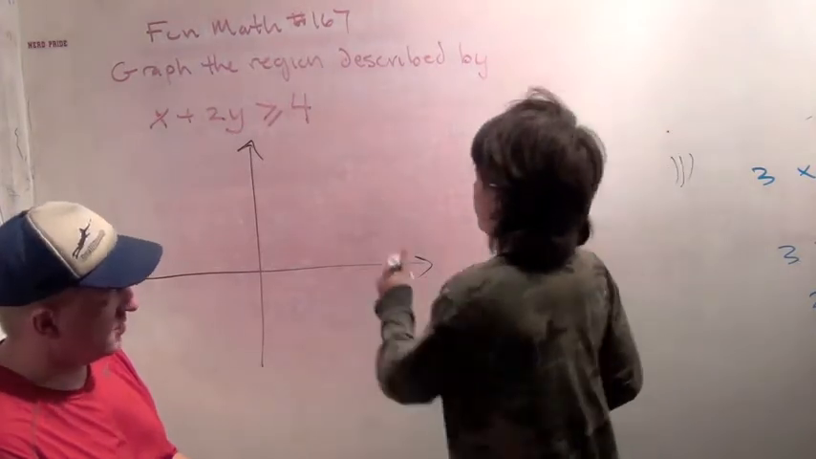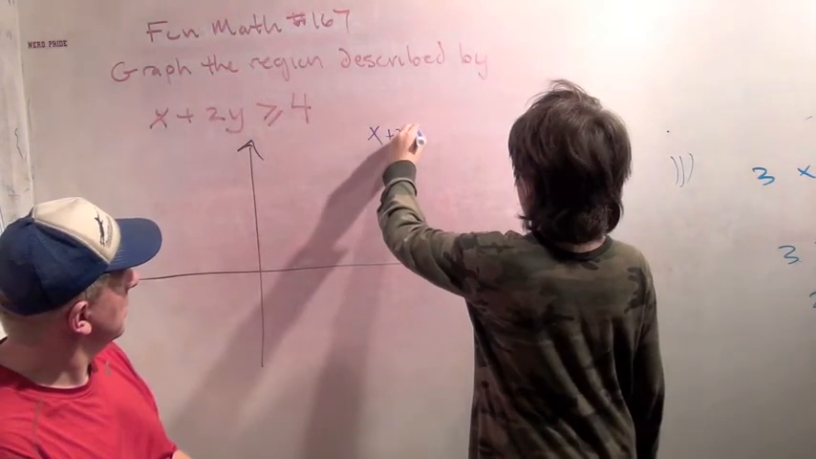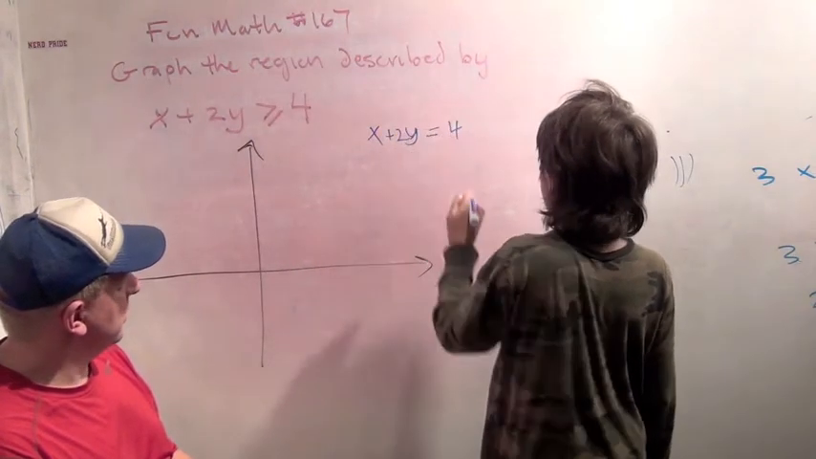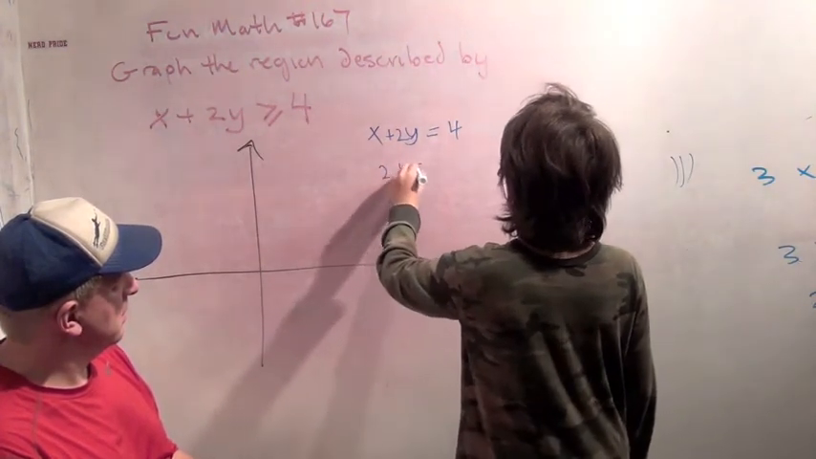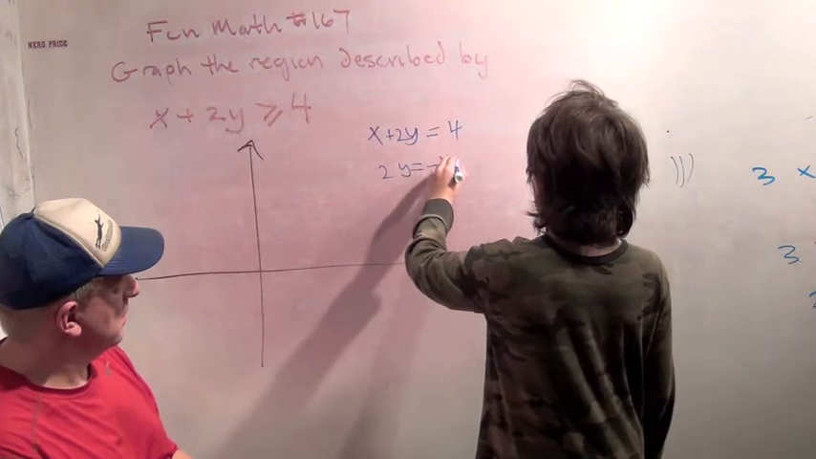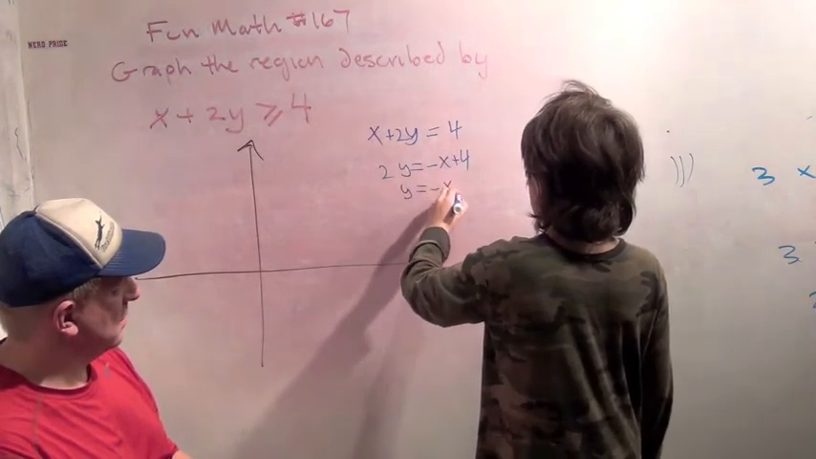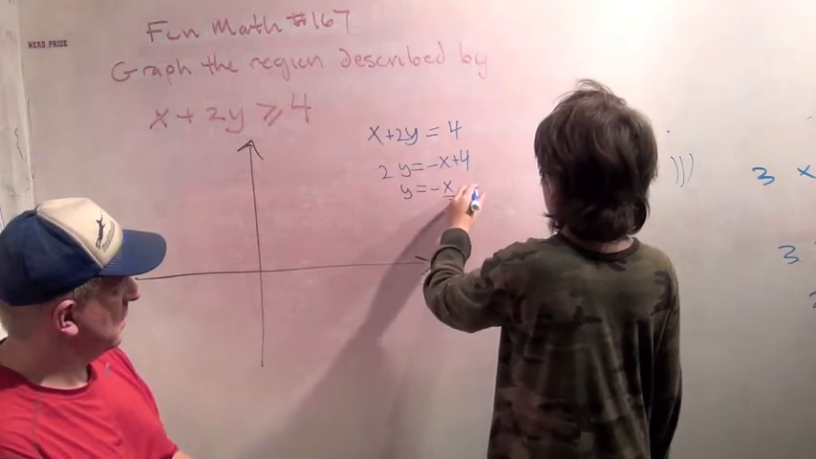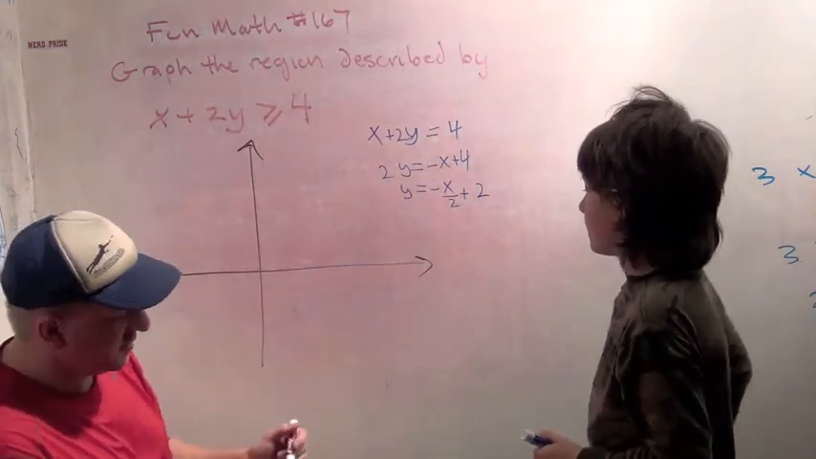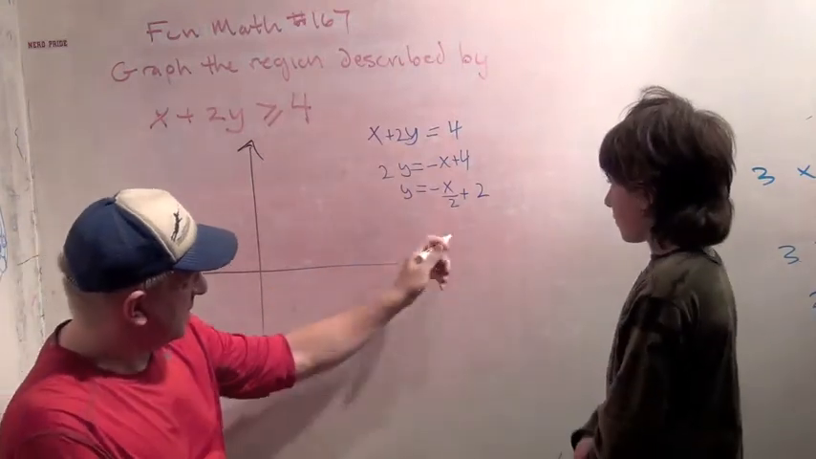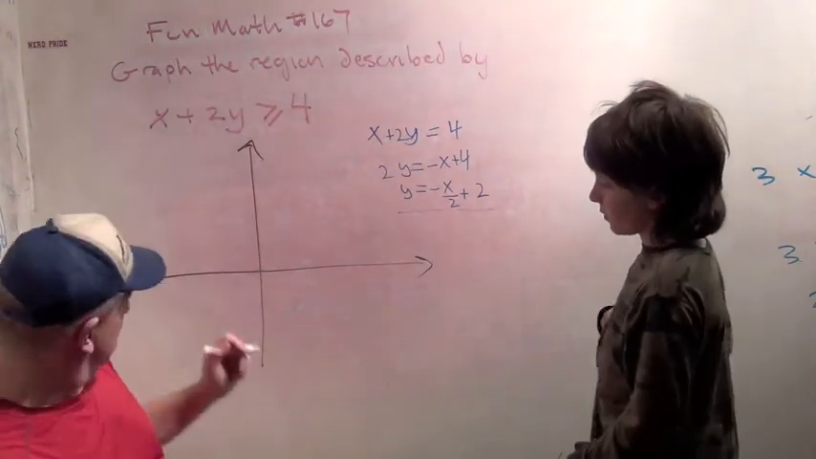Okay, so how do you want to approach this? Take the equation. We know how to solve equations like x plus 2y equals 4. We solve this by, 2y is minus x plus 4, and y is minus x over 2 plus 2. So that's a line, y equals minus x over 2 plus 2. What is this form of the line called? Slope-intercept form. Okay, so what's the slope of this line? Slope is minus 1/2.